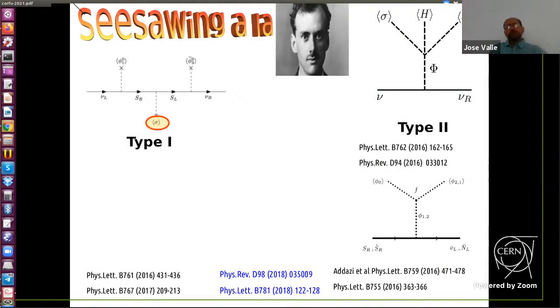Now, you can also seesaw a la Dirac. This is an example on the left of Dirac type 1 seesaw. And on the right, you have also two examples of dimension 6 type 2 seesaw. It's dimension 6 and dimension 5. So again, the story is the same.